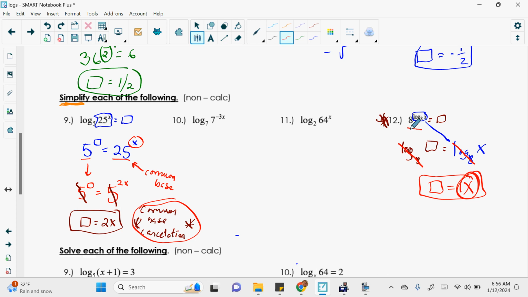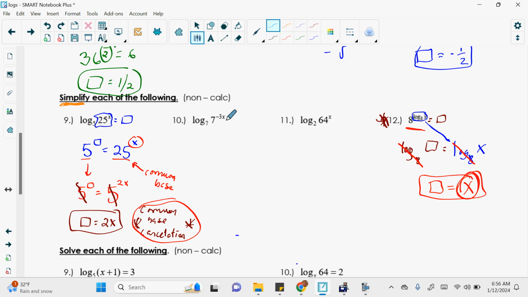All right, so if you were to do this, again, set equal to the box. It's going to be 7 to the box equals our 7 to the negative 3x. So notice common base cancellation. So our box equals negative 3x. I apologize, I'm using my finger so it doesn't really look like it.